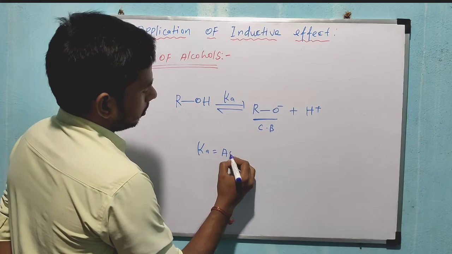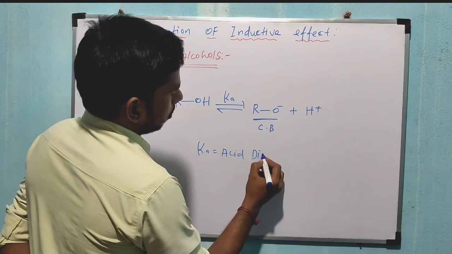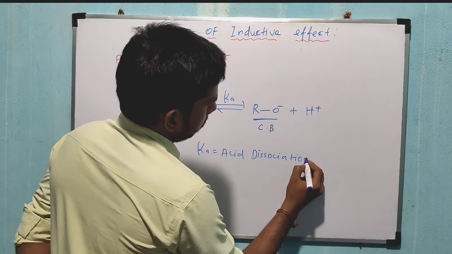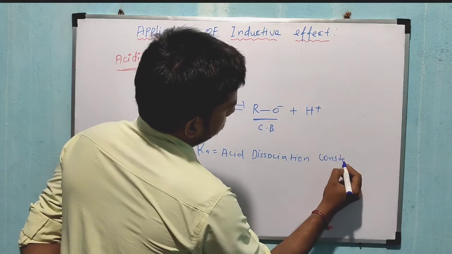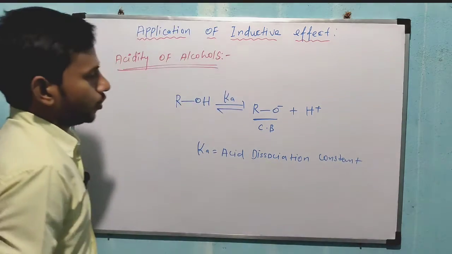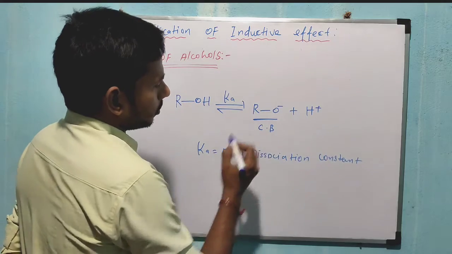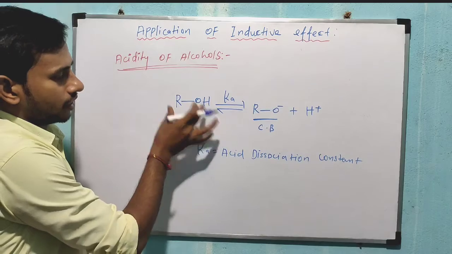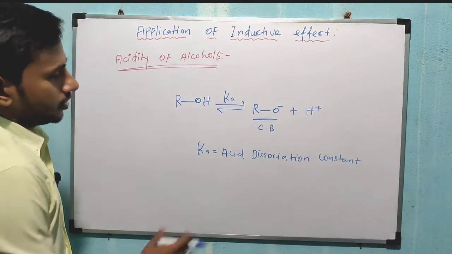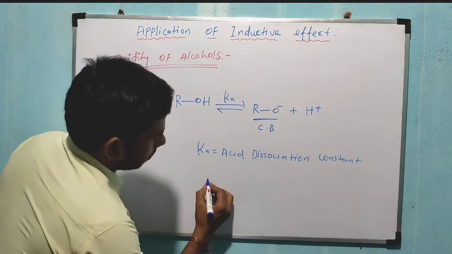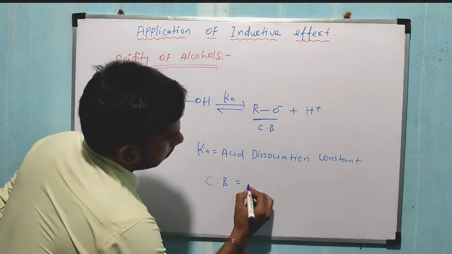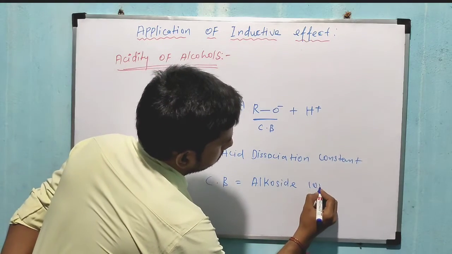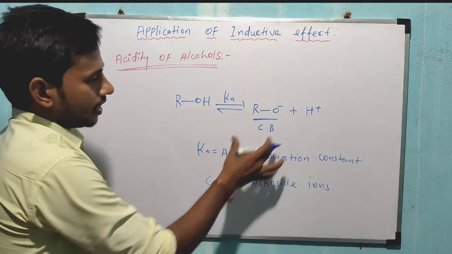Generally, when the conjugate base increases, the acidity of the alcohol also increases. In an alcohol, this conjugate base is called the alkoxide ion. So conjugate base equals alkoxide ion.